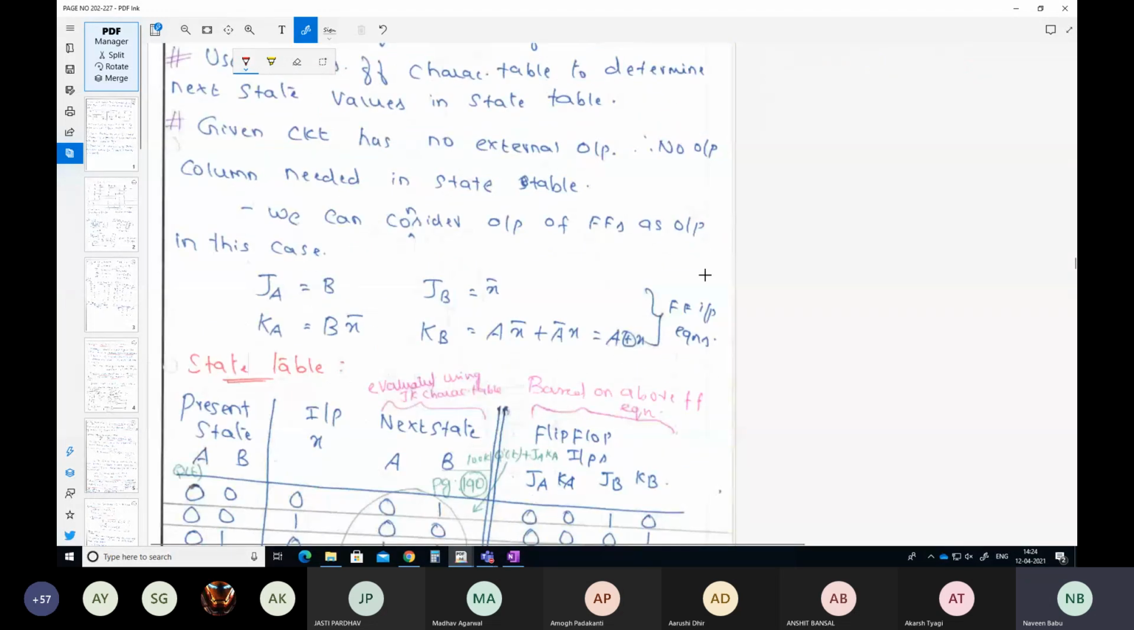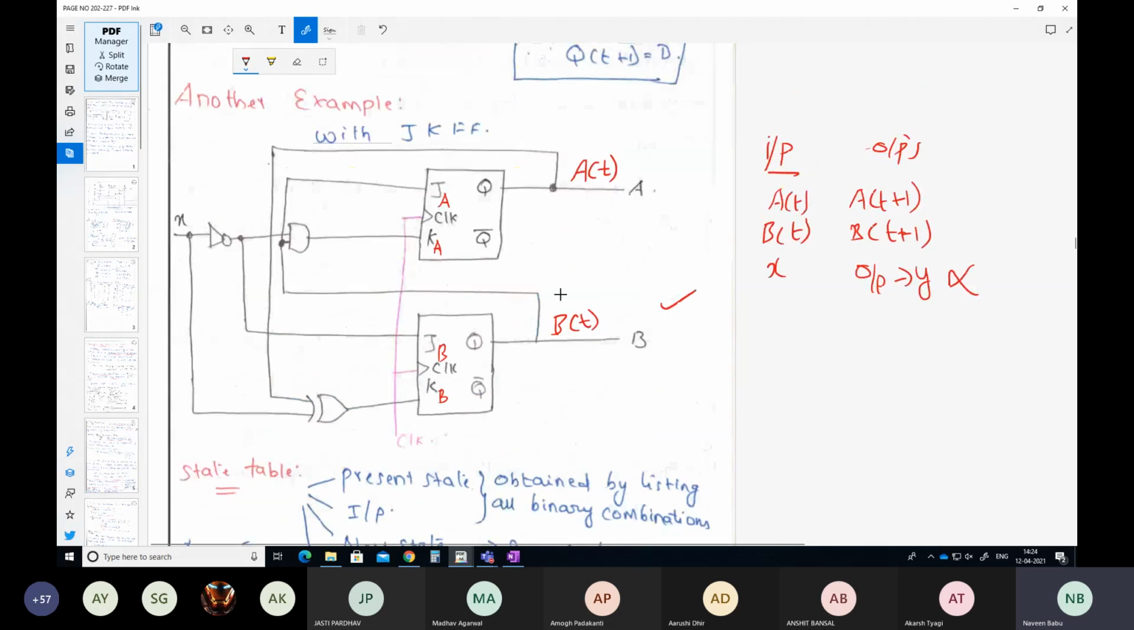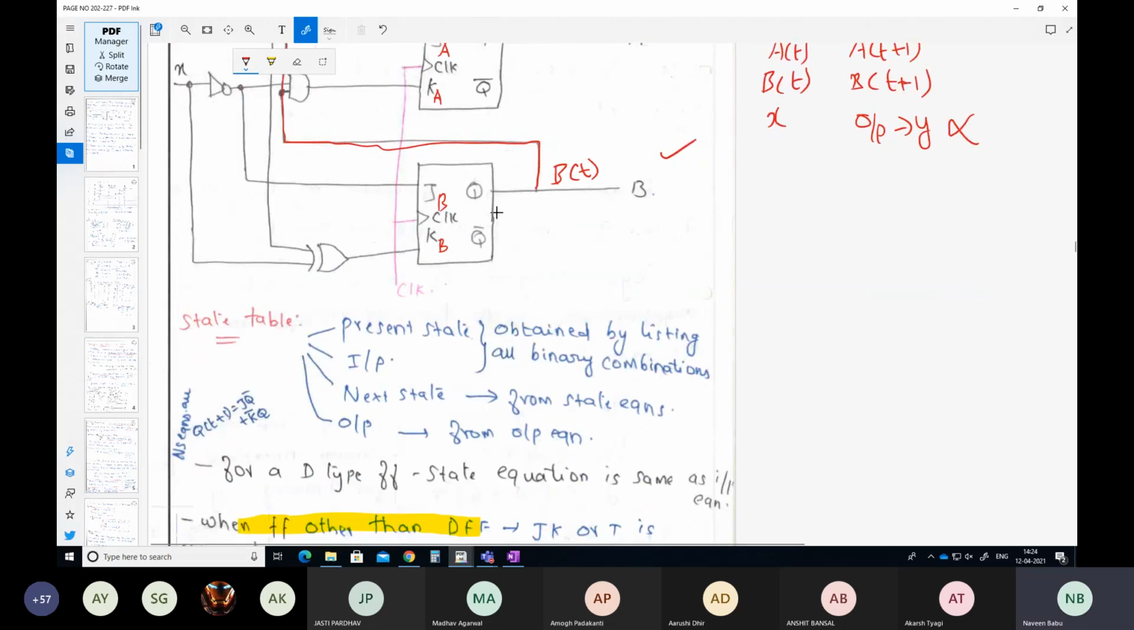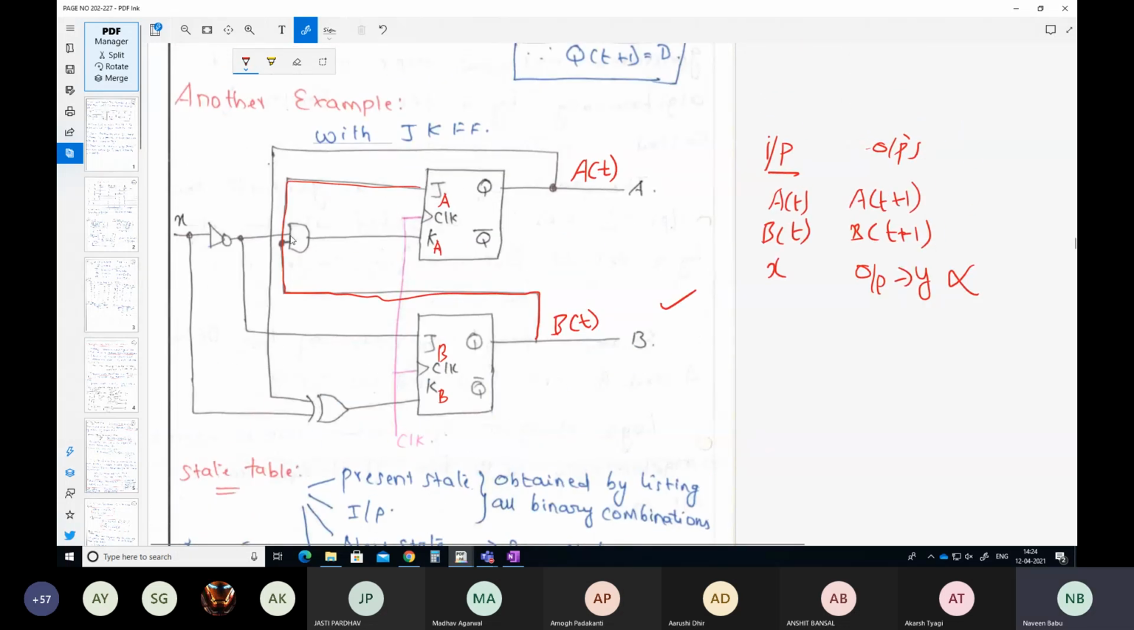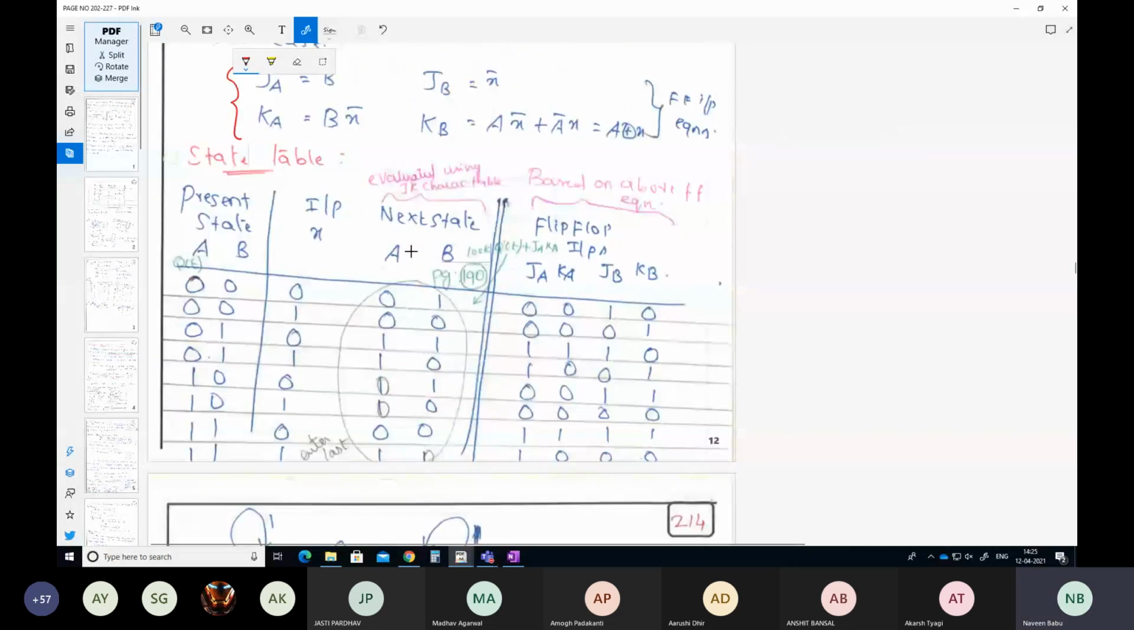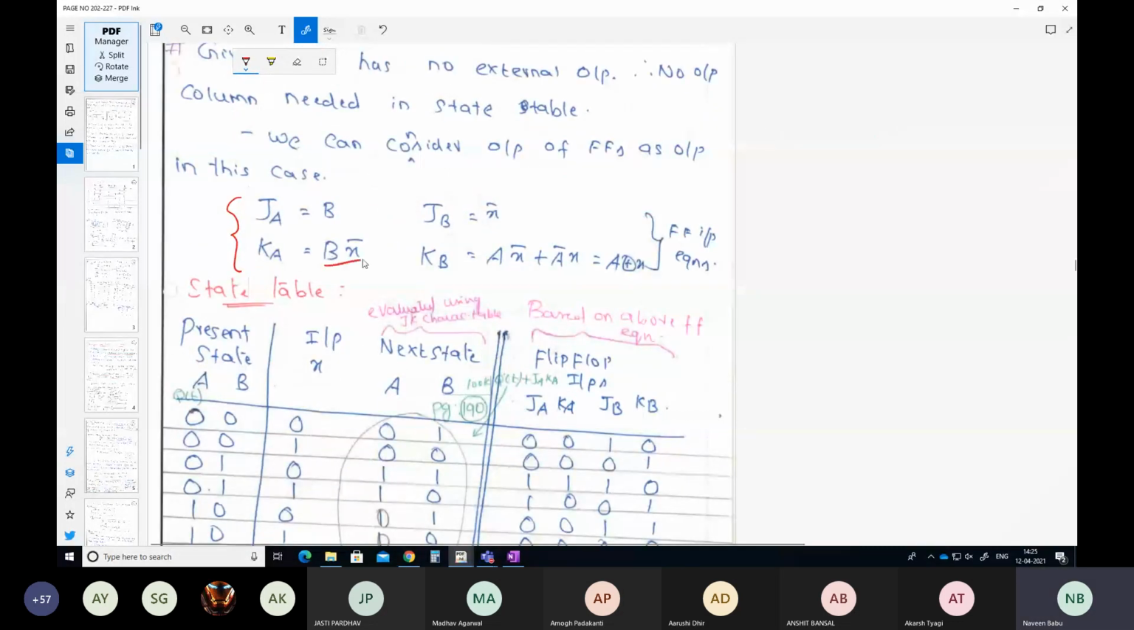So first, your input equations for your JK flip-flop are given like this. Let us consider that these are the input equations. If you want, you can look from the diagram also. JA is equal to B, right? So you can see here that JA is directly connected to B. And what is this KA? This is X bar here, and this is B. So X bar B will be your KA. Likewise, we have JB and KB also.